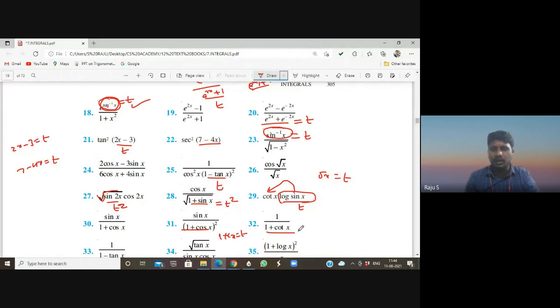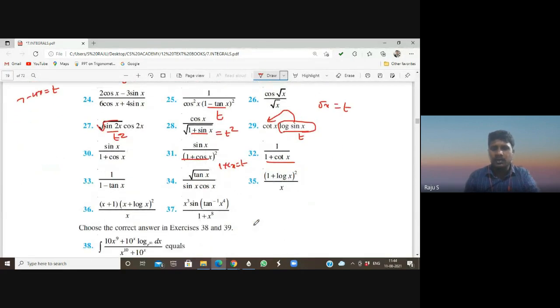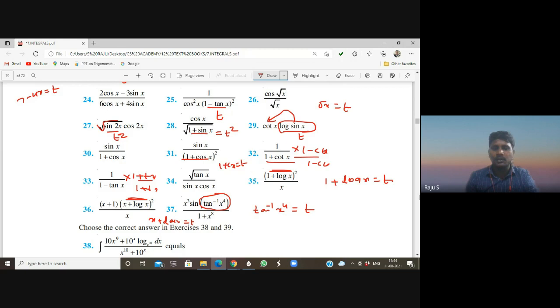Here you can rationalize, this we will do. We can rationalize, 1 minus cot x by 1 minus cot x. After rationalizing, here 1 plus tan x by 1 plus tan x, because minus becomes plus. So what about here? Here log is there. Whenever you have log, I told you very clearly, 1 plus log x is equal to t. Here I told you very clearly, if an inverse function is there, that inverse function alone you can take as t. So tan inverse x power 4 is t. Here I told you very clearly, whenever you have log x, this x plus log x you can consider as t. Okay, clear students?